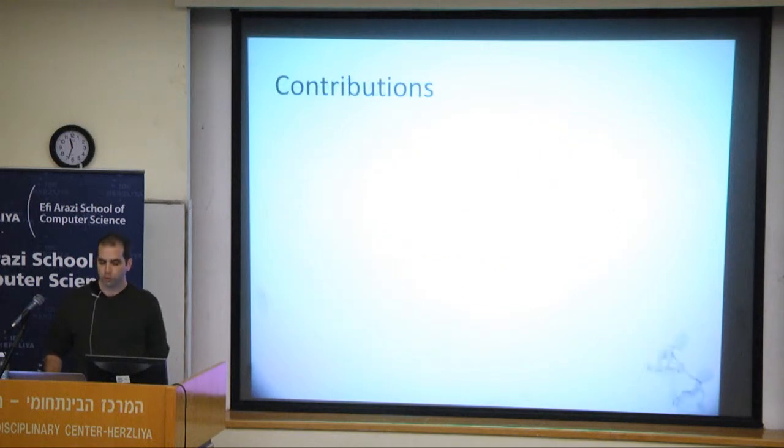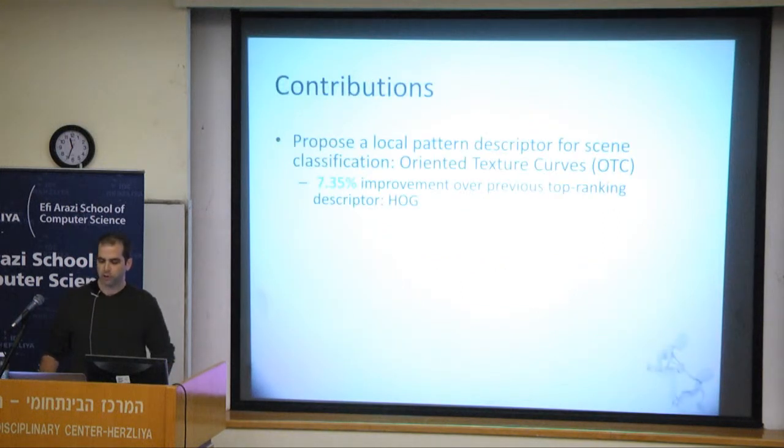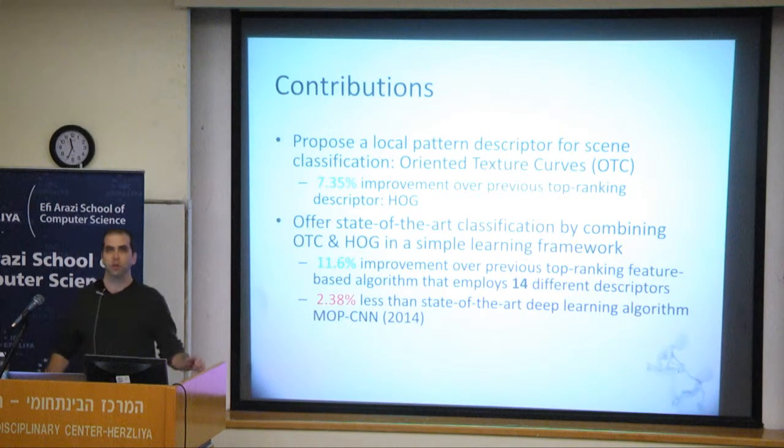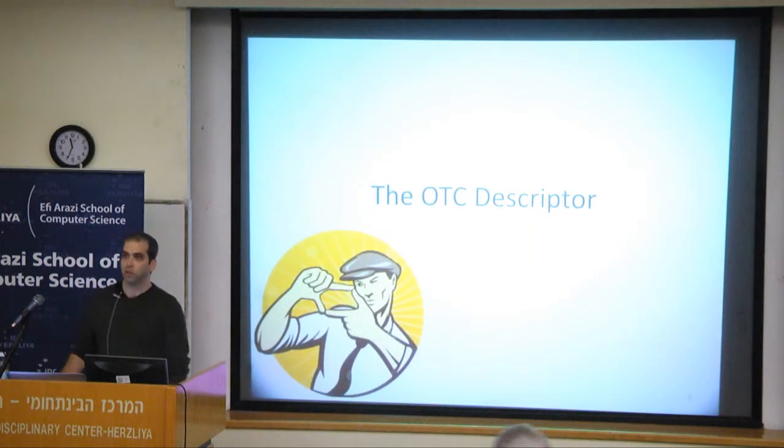So our contributions are twofold. First, we propose a local pattern descriptor for scene classification named Oriented Texture Curves, or OTC for short, that outperforms the previously best descriptor by over 7%. Furthermore, we showed that by combining our OTC descriptor with a HOG descriptor in a very simplistic framework, we are able to outperform the best feature-based algorithm that uses 14 different descriptors and just falls shy of the most recent deep learning algorithm. I will now go over the construction of the OTC descriptor.